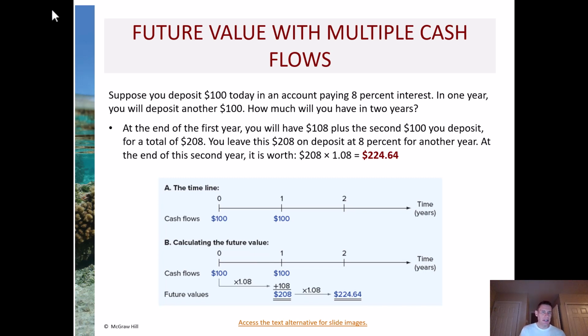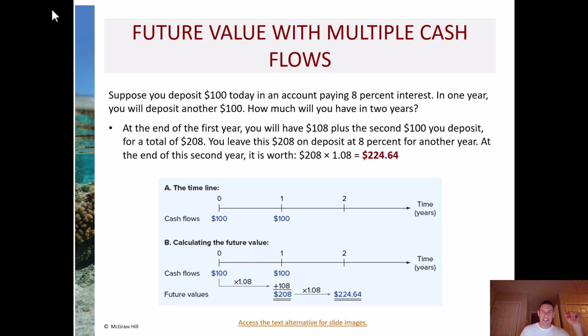So let's say you deposit $100 today in an account paying 8% interest. In 1 year, you will deposit another 100. So there's your multiple cash flows, right? How much will you have in 2 years' time? So at the end of the first year, you will have 108 plus the second $100 deposit. So think about the 108, the $100 you had initially invested plus the 8%. Then you add another 100. So you got 208.